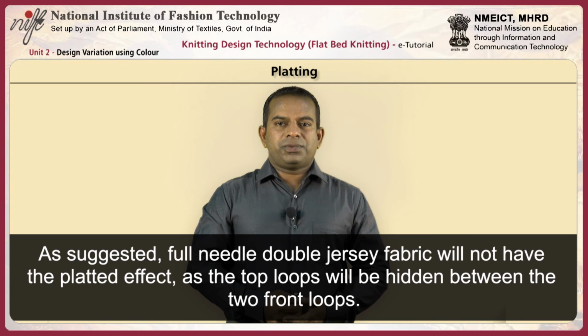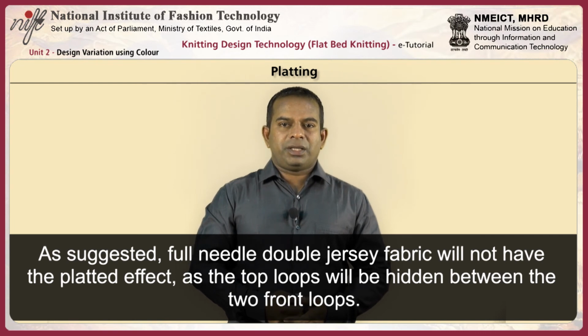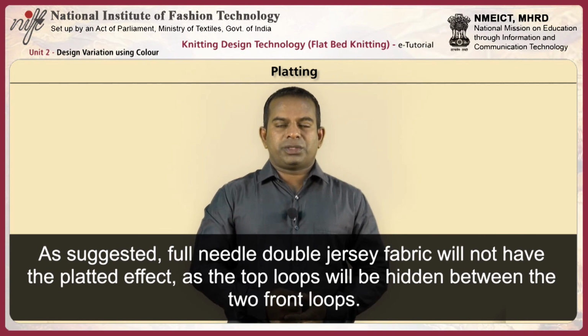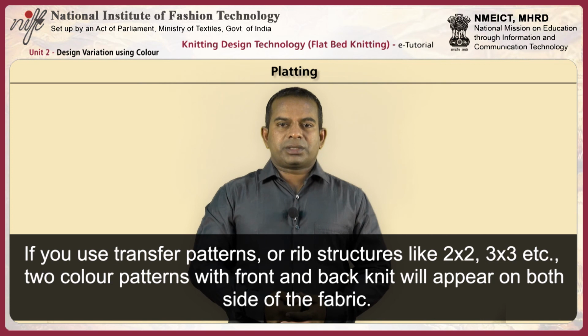As suggested, full needle double jersey fabric will not have the plaited effect as the top loops from either side will be hidden between the two front stitches. If you use transfer patterns or rib structures like 2 by 2 or 3 by 3 etc., a two colored pattern with the front and back net will appear on both sides of the fabric.